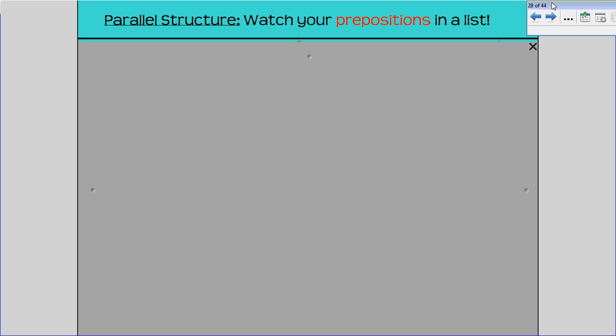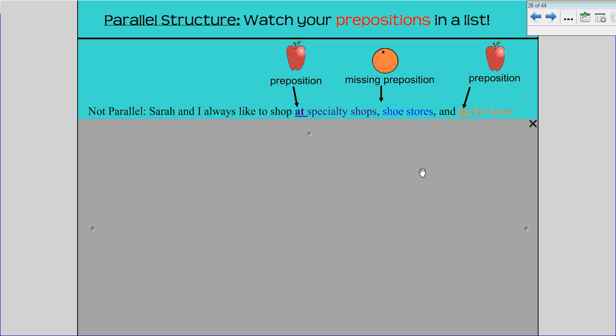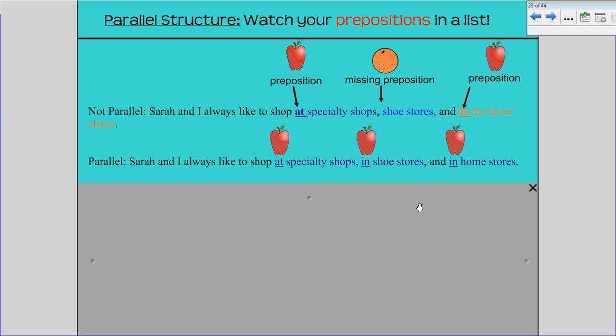Another thing that you have to be aware of with parallel structure are your prepositions in a list. Oftentimes we'll see sentences like this, and this is not a parallel sentence. "Sarah and I always like to shop at specialty shops, shoe stores, and in the home stores." If you notice here, we are missing the preposition with this phrase. Here we have it, so we have an apple, then we have an orange, and then we have that preposition again, which is going to give us another apple. To balance this out, what you would need to do is, "Sarah and I always like to shop at specialty stores, in shoe stores, and in home stores."